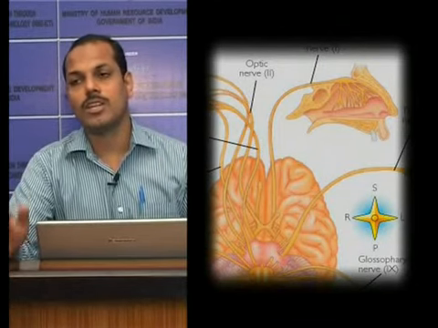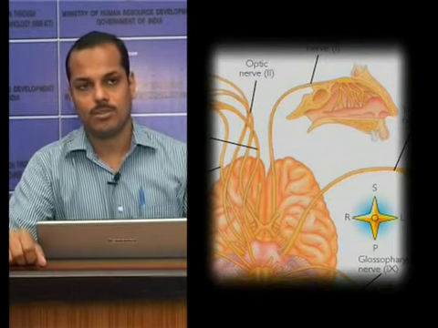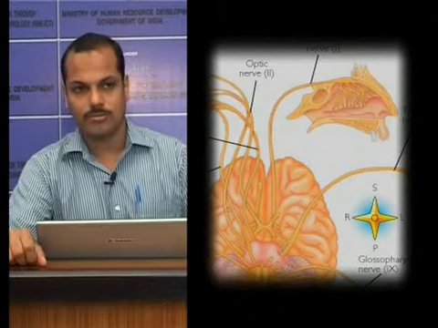If there is any lesion or injury, it causes anosmia. So, the first nerve is the olfactory nerve.